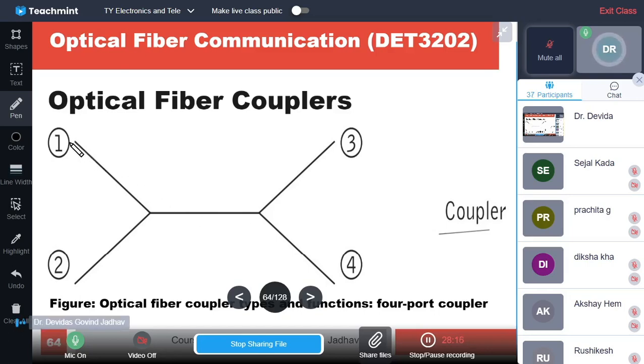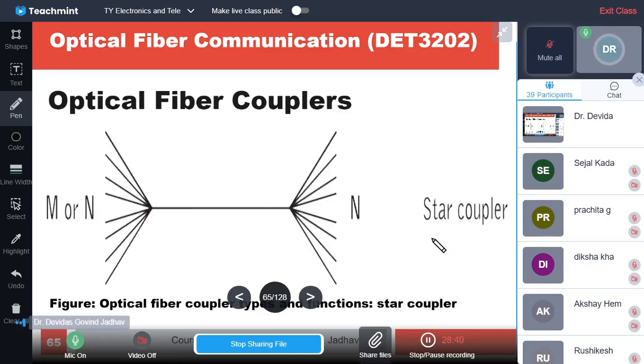So one port is having the signal, the second port is having the signal, both are combined, and the combined signal will flow on the common path, and the signal can be split into 3 and 4. So this is a 4-port coupler.